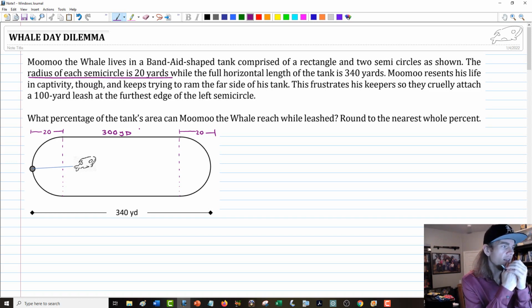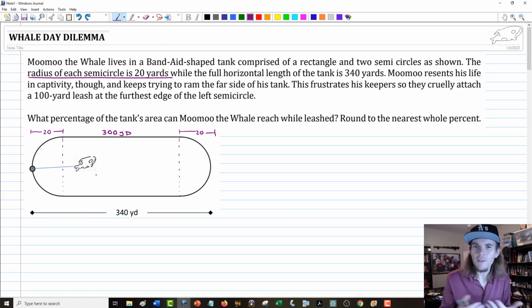Now, Moo resents his life in captivity, naturally. Maybe he watched Blackfish or something, and keeps trying to ram the far side of his tank because, of course, Moo the whale isn't leashed just yet. This frustrates his keepers, so they cruelly attach a 100-yard leash at the furthest edge of the left semicircle. And you can see that attachment happening right here. So there is Moo's attachment. The blue line right there isn't just a hockey term. That is the leash on Moo, and there is Moo the whale, which also happens to double as Eric's autograph.